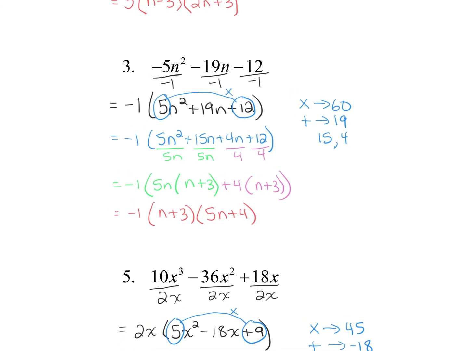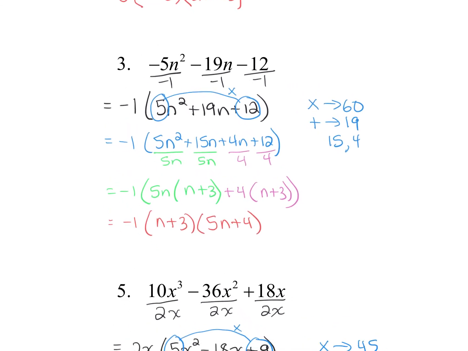All right, so just taking up the answers. The answer to number 3 is -1 times n minus 3 times 5n plus 4. Remember that the 5n plus 4 could come first, and then the n minus 3 could come second.